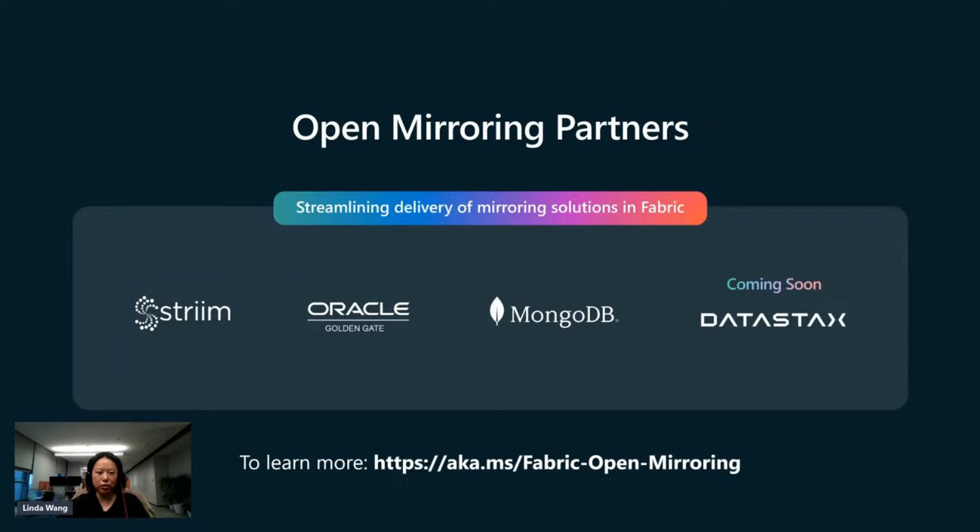And also we collaborate with Oracle GoldenGate to support the open mirroring so that you can replicate Oracle on-prem or in the cloud. And also MongoDB, for example, if you have the MongoDB Atlas, there's a solution for you to really mirror the data into Fabric. There are more coming soon, like DataStax. And also we work with more partners, and you can stay tuned for a future announcement for partners as well.